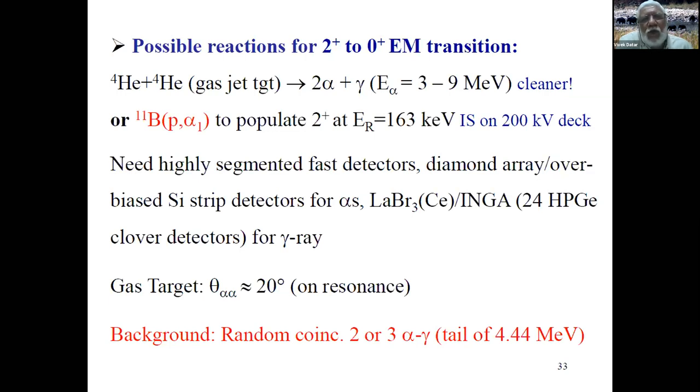Okay, the other challenge, of course, for such a measurement would be that because of the small energy of the beryllium 0 plus resonance, the folding angle gets much smaller than 60 degrees. In fact, it's about 20 degrees on resonance, which means that you're going to be troubled by less scattering. So in the case of boron, you'd be troubled by two or three alphas coincident with the tail of the 4.4 MeV gamma rays. So perhaps an array of either over-biased silicon detectors or a diamond detector array combined with a lanthanum bromide or an INGA array is necessary for such a measurement.